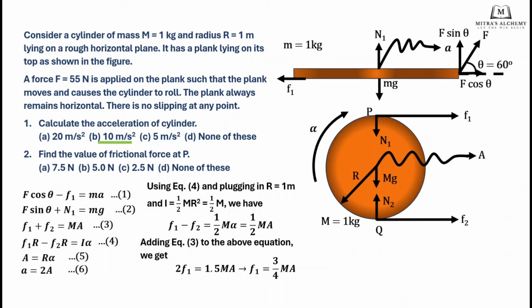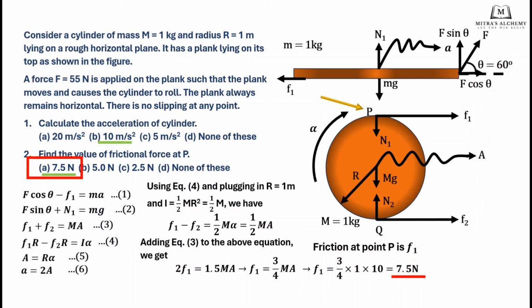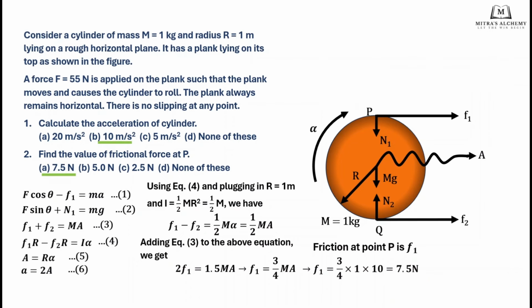For the next part, we have to find the value of the frictional force at point P. So we see that friction at this point P is F1, and I can just plug in the values and get 3 by 4 times 1 times 10 equals 7.5 newtons, which is my option A. Okay, so let's go to the next part.